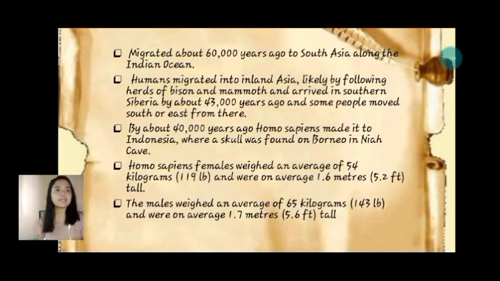Humans migrated into inland Asia, likely by following herds of bison and mammoth, and arrived in southeast Siberia about 43,000 years ago, and some people moved south or east from there. By about 40,000 years ago, Homo sapiens made it to Indonesia, where a skull was found in the Niah cave in Borneo. So, yung bungo daw ng Homo sapiens ay natagpuan sa Indonesia, sa Borneo cave.